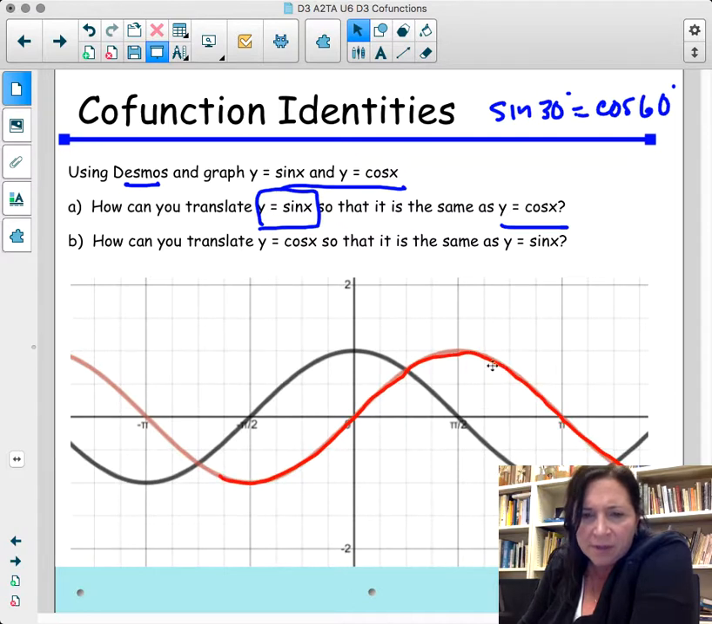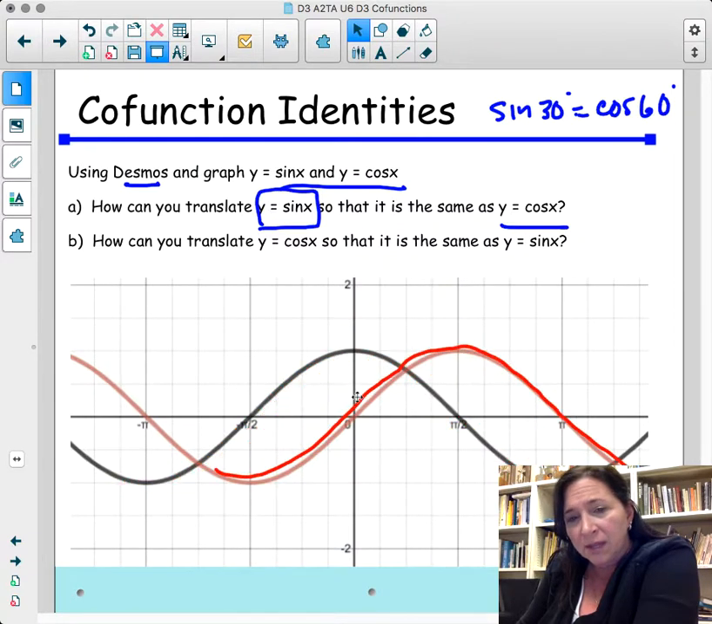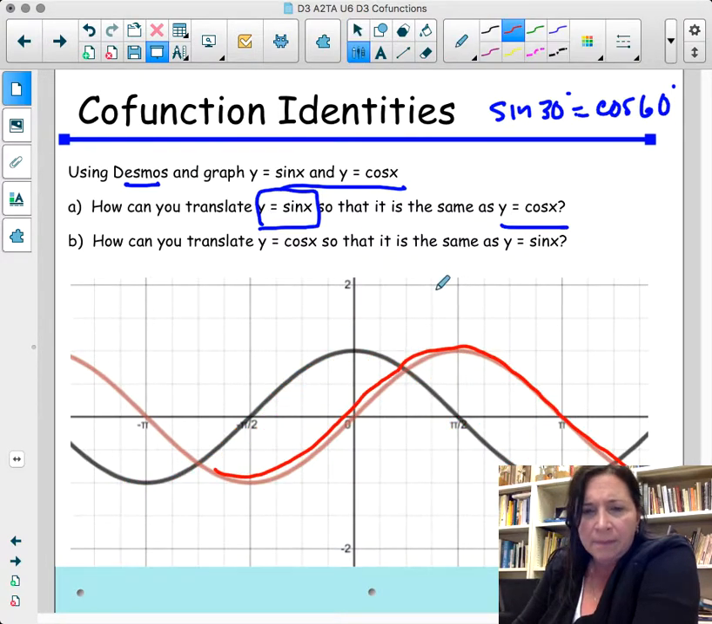What if I took my sine wave, see it's starting at 0 here? What if I took my sine wave and I went this way? What if I took it this way, left pi over 2? What if I did that? What would that look like?